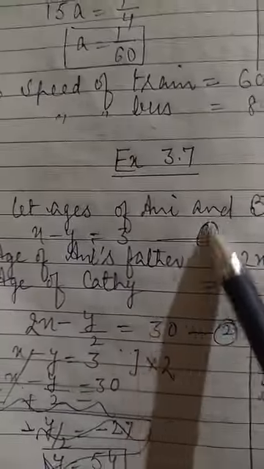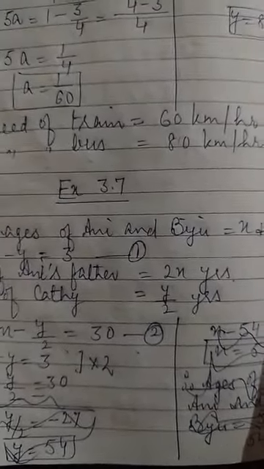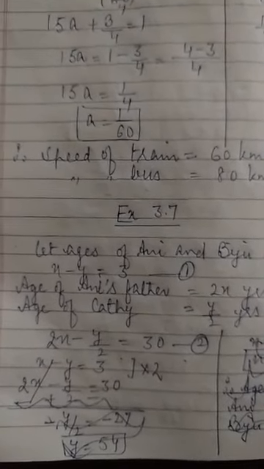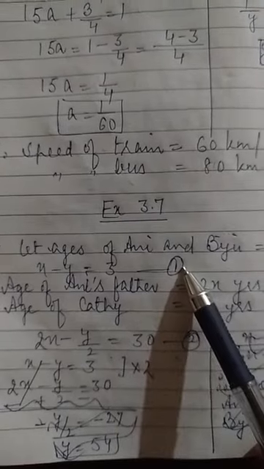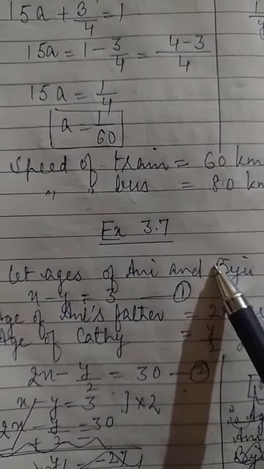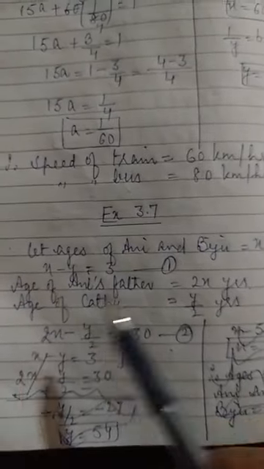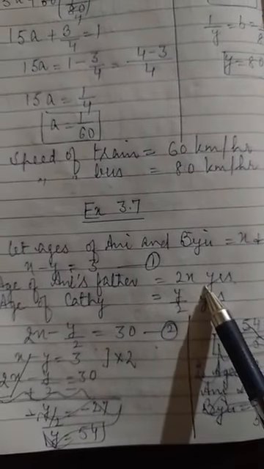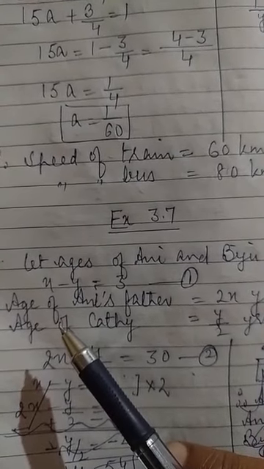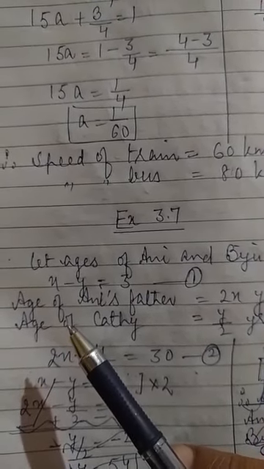Now we have to assume the ages of Annie and Biju to be x and y years. In the first line it is given that the difference between their ages is equal to 3 years, that is x minus y is equal to 3, equation number 1. Now in the second line it is given that Annie's father Dharam is twice as old as Annie. So the age of Annie's father is equal to twice the age of Annie. It becomes 2x years.